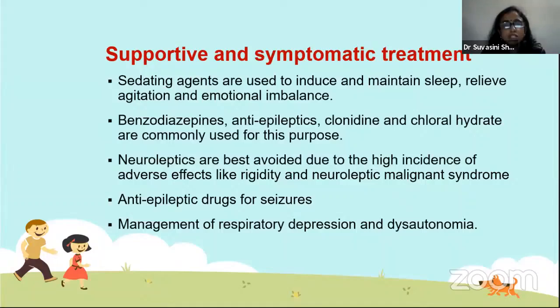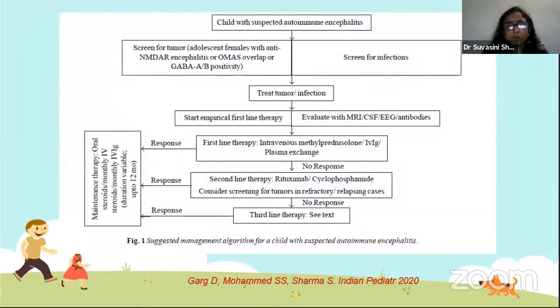This includes sedating agents for sleep, to relieve agitation and emotional imbalance. For this purpose, benzodiazepines, clonidine, and chloral hydrate are commonly used. One must avoid neuroleptics. Anti-epileptics, of course, are needed for seizures, and we have to manage the respiratory depression and dysautonomia.